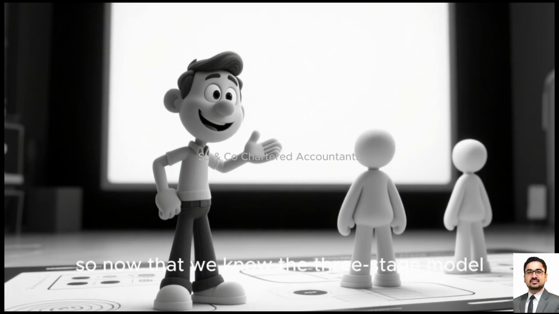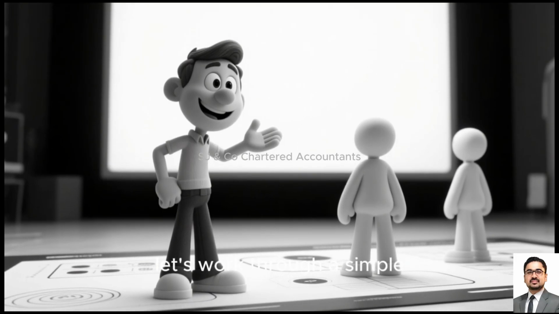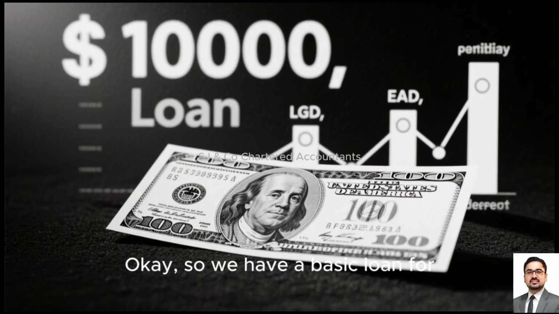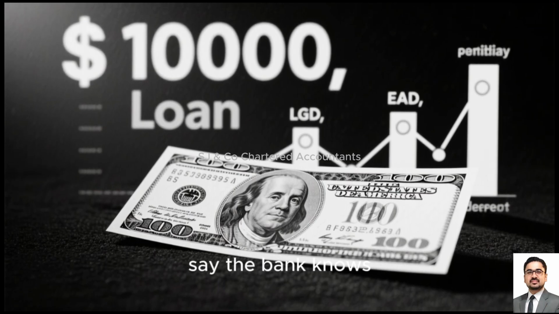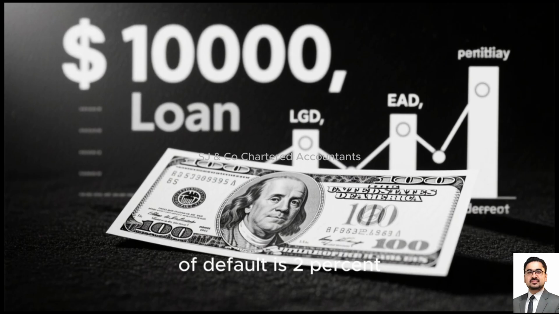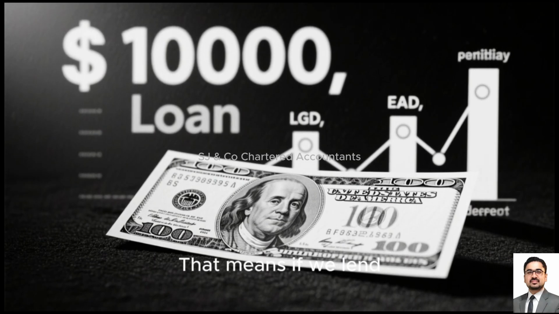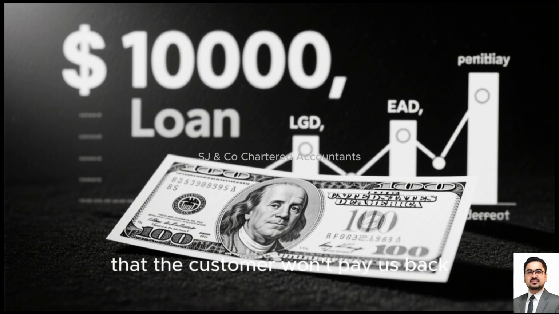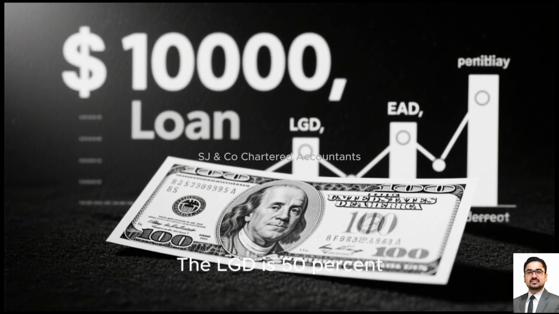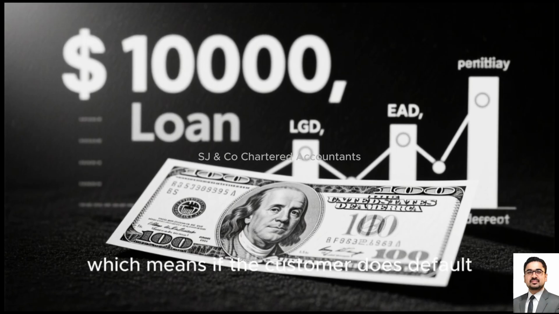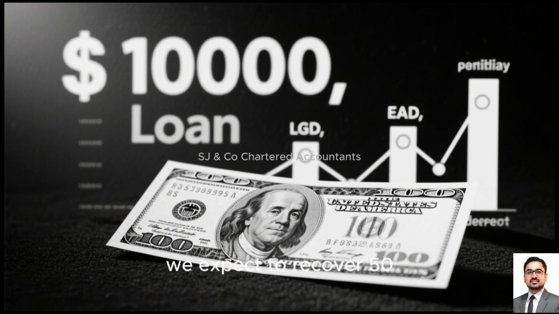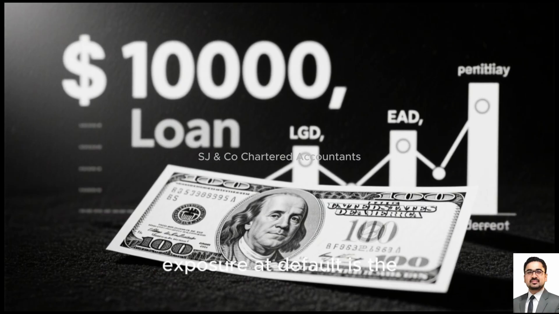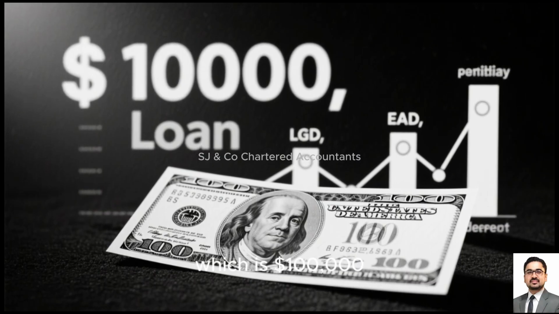Okay, so now that we know the 3-stage model, let's work through a simple example together. Okay, so we have a basic loan for $100,000. Let's say the bank knows that the lifetime probability of default is 2%. That means if we lend $100,000, there's a 2% chance that the customer won't pay us back. The LGD is 50%, which means if the customer does default, we expect to recover 50% of the loan. And finally, we assume that the exposure at default is the full loan amount, which is $100,000.